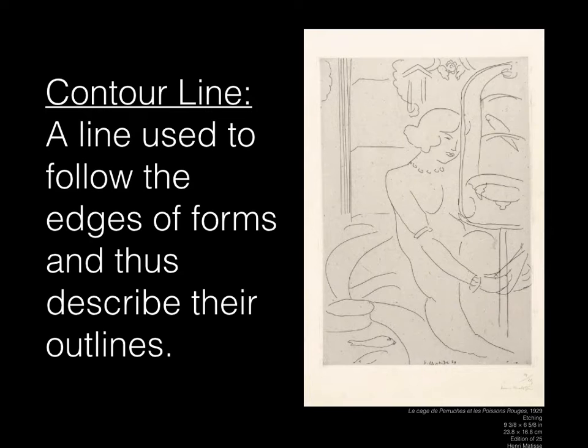We can see the hair is almost one line. It's just the outer edge of her hair. So a contour line is just defining the outer edge of the form using as few lines as possible while still getting as much information.